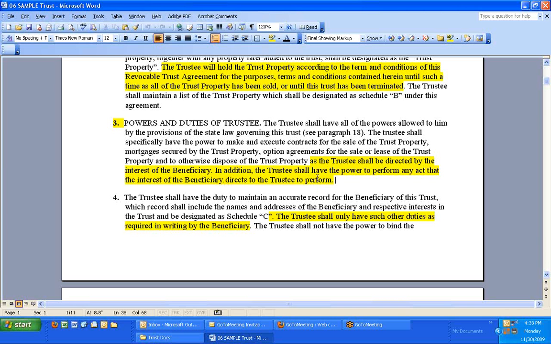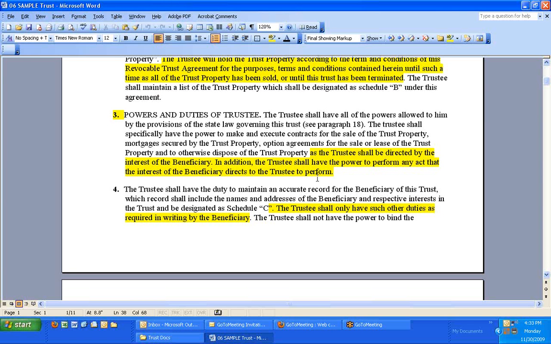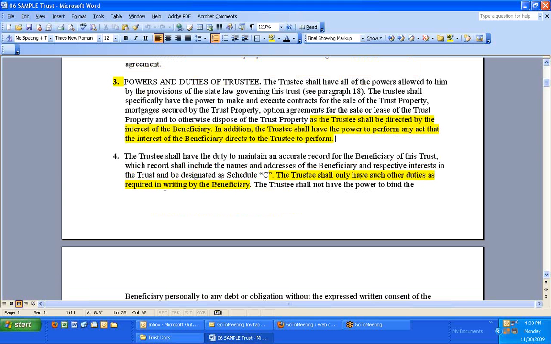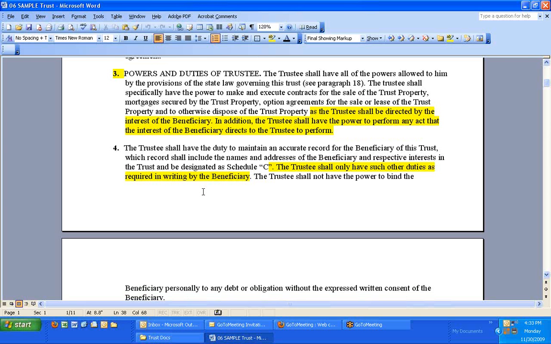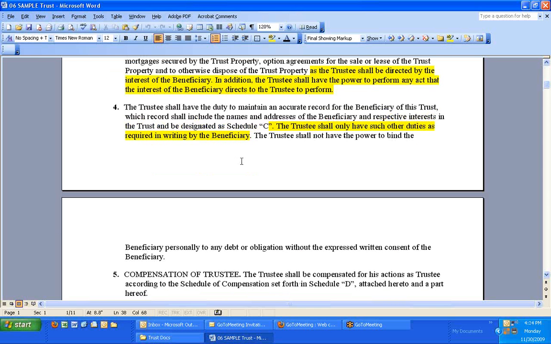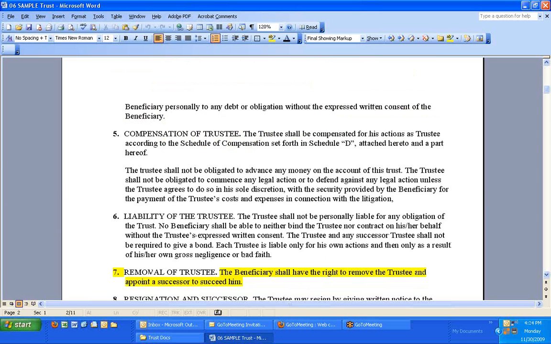And down here it talks about the duties that we have, that the trustee shall have only such other duties as required in writing by the beneficiary. So nothing will be changed on this unless the beneficiary, your homeowner, directs us to do something in writing, which shouldn't happen because this is a single-use trust in order simply to do a short sale on the house. Going further down, we'll talk about compensation of the trustee later on in this. We'll talk about payment, which is non-existent for us.